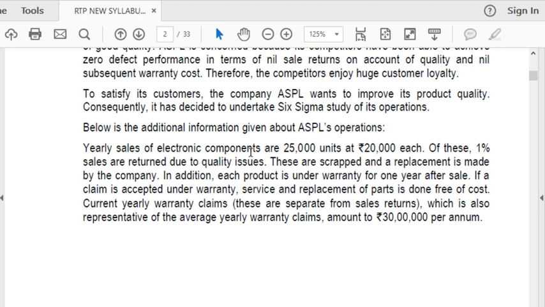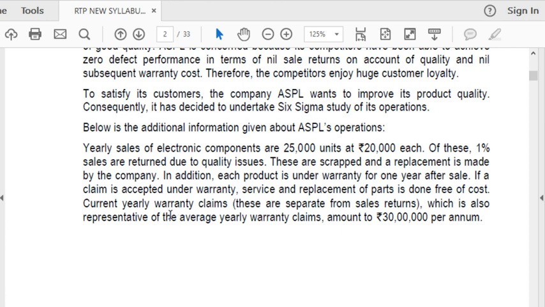Yearly sales of electronic components are 25,000 units at 20,000 each. So that's the selling price. Of these, 1% of sales are returned due to quality issues. Pretty bad. These are scrapped and a replacement is made by the company. In addition, each product is under warranty for 1 year after sales. If a claim is accepted under warranty, service and replacement of parts is done free of cost.